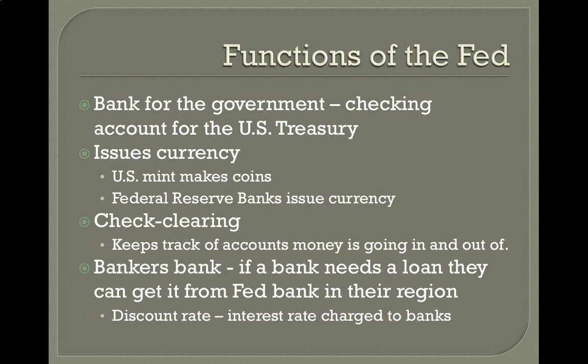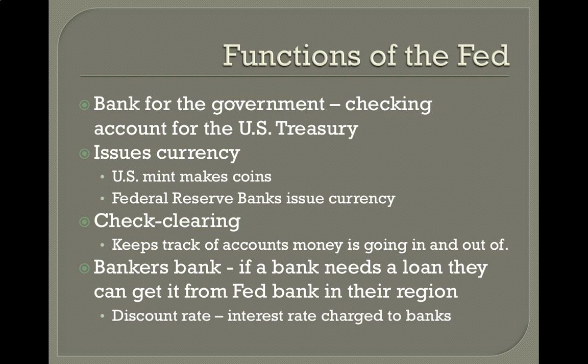They issue currency. The U.S. Mint makes the coins, but the Federal Reserve banks are the ones who make the paper money. They're also responsible for check clearing. So all of the checks that go through the United States, they are the ones responsible for clearing those checks and keeping track of the accounts where the money is going in and coming out of.